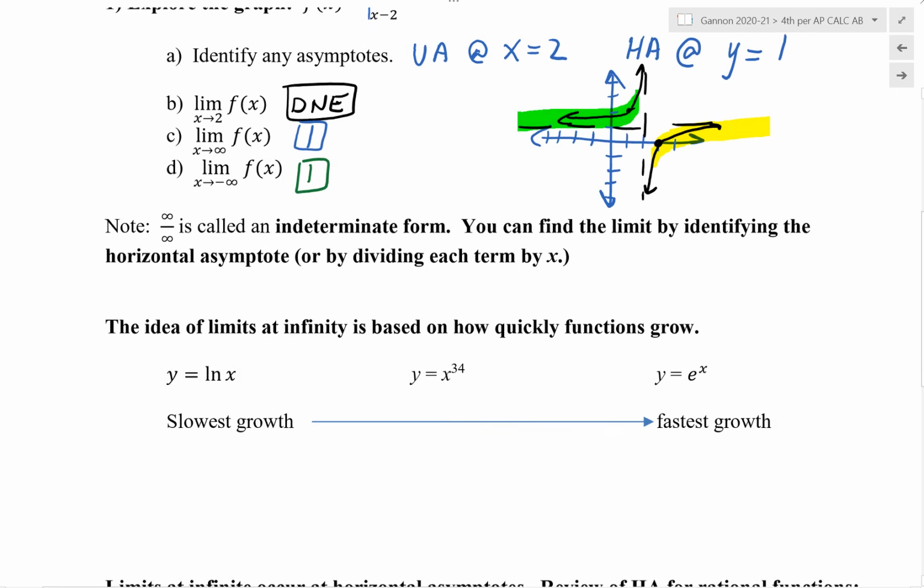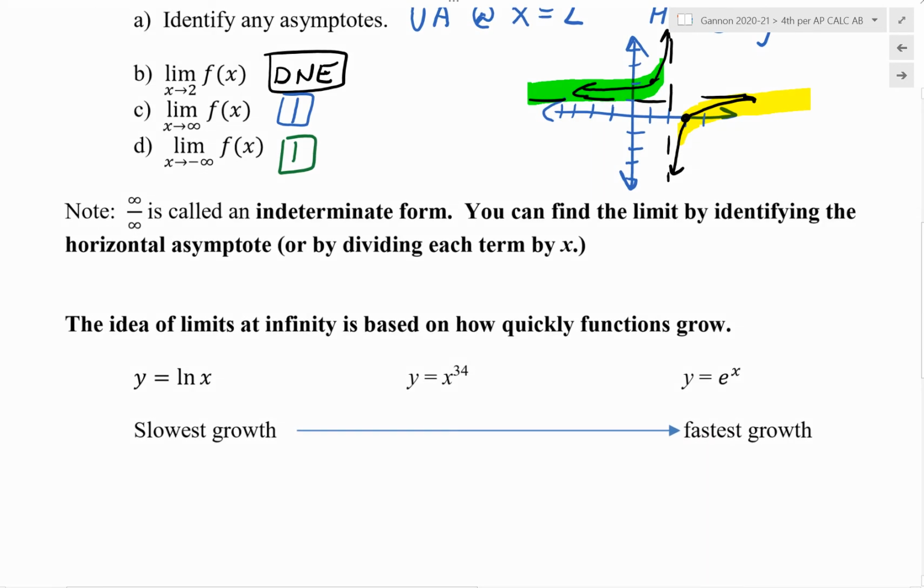All right, we got a little note here. It says infinity over infinity is called an indeterminate form. You guys are familiar with that from 0 over 0. An indeterminate form means we can't really determine the value from that form. You can find the limit in this case by identifying the horizontal asymptote or by dividing each term by x. Many times we're going to take a look at the horizontal asymptotes.